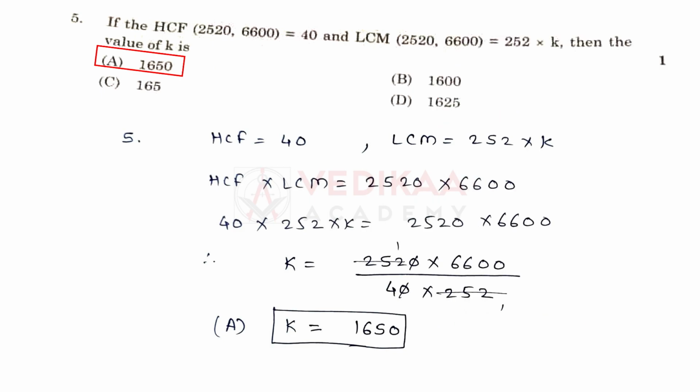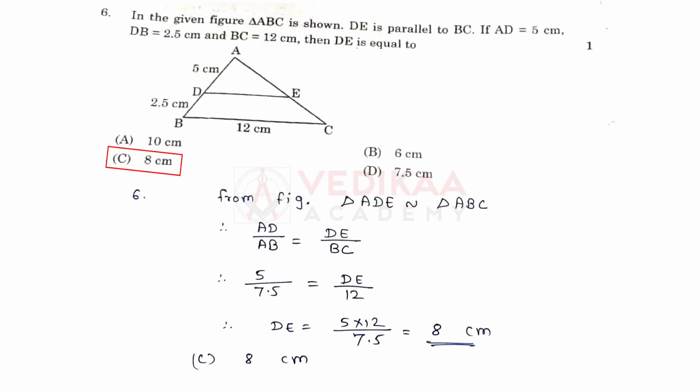Next one, question number 5. HCF is given to you as 40 and LCM is given as 252 cross k. Two numbers were given, and you have to find the value of k. We know that HCF into LCM is equal to the product of two numbers. This particular thing you should know. Just substitute the values and you will easily get the value of k as 1650. So the correct option is A, 1650. I think most of you have done it correctly. It was very simple.